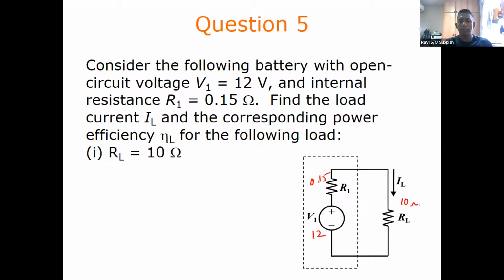Okay, so this is basically a series circuit, correct? Because current that flows out here goes through R1 and the same current goes through RL. As long as the same current flows through two different components, then those two components are considered to be in series. So the current in this case, you can calculate as V by R, so 12 divided by the total resistance. For a series circuit, the resistances add up, so 0.15 plus 10. That will give me 1.18 ampere.